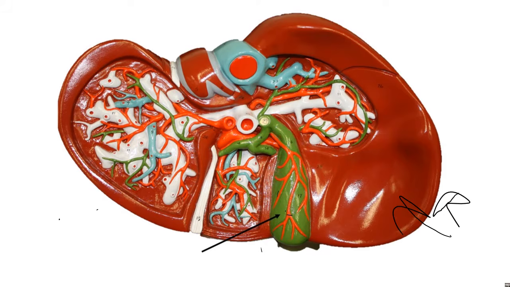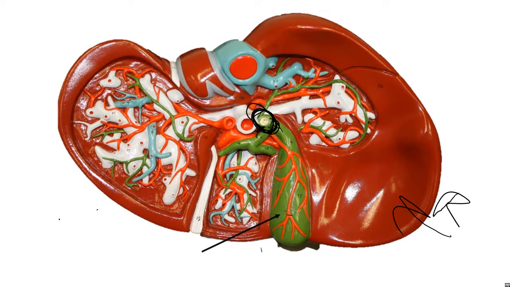And then finally, where the cystic duct and the common hepatic duct meet, so like right here, it shows the very, very beginning of the bile duct, or you could say common bile duct. That common bile duct just starts right there. I'll show you on another model how it goes all the way down into the small intestine. But that's just where it begins.